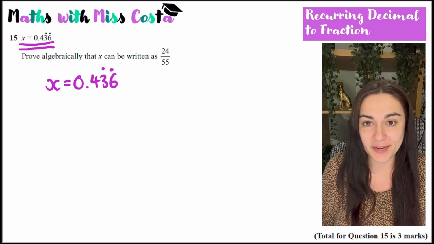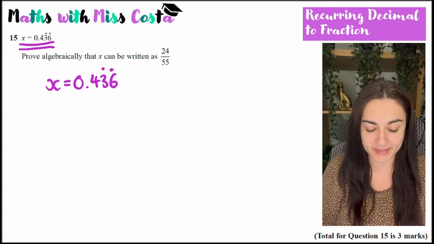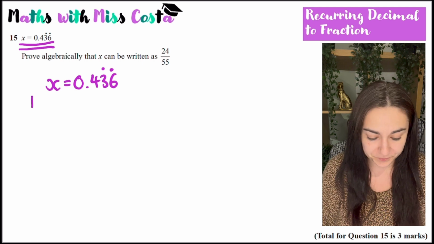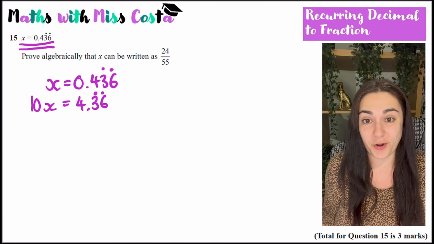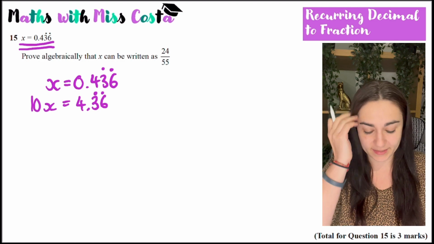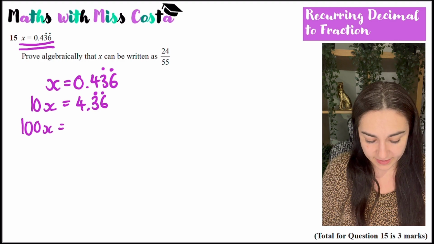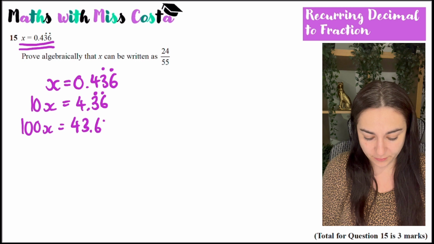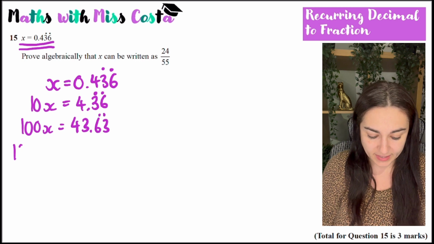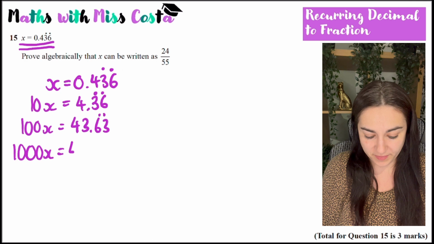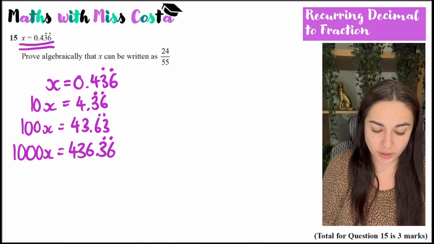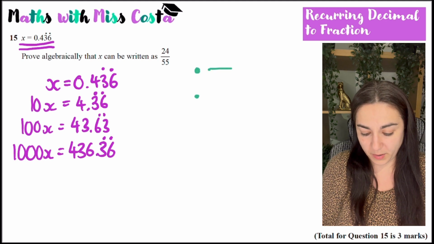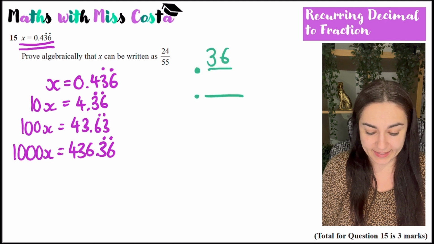And what I can do is manipulate this by timesing it by 10 or 100 or 1,000 in order to just shift the place value. So if I multiplied it by 10, then I'd be left with 10x equals 4.36 recurring. So I've shifted it so only the recurring part of the decimal is after the decimal point. If I times it again, I get 100x equals 43.63 recurring. And if I times it again, I'd end up with 1000x equals 436.36 recurring.